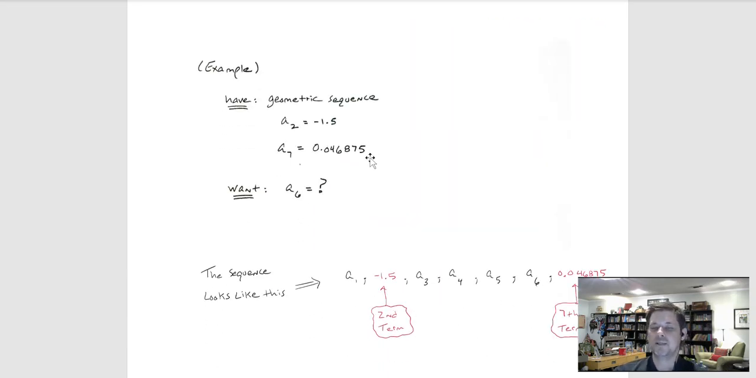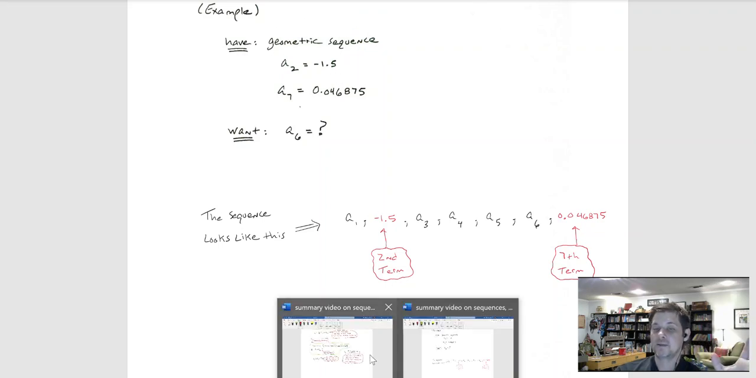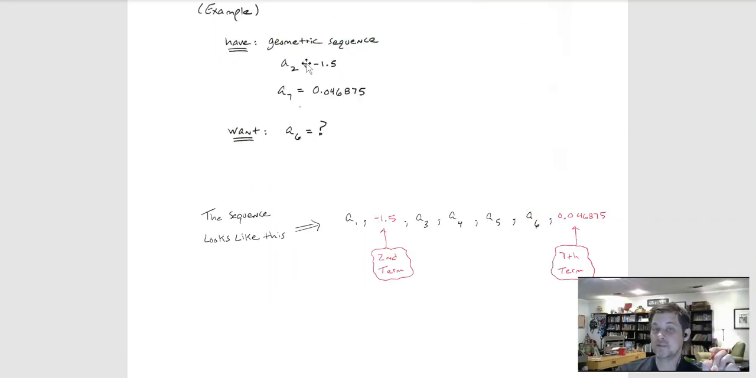So let's look at one last problem. All right. Now this one is off the charts in a way because even though this is a geometric sequence that we're dealing with here, there's no formula on here that directly tells us what we are looking for this time. Because this time it says you know that it's a geometric sequence, and you know the second term and the seventh term. What is the sixth term?